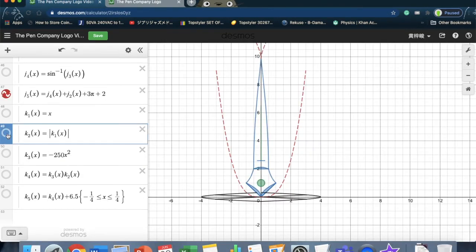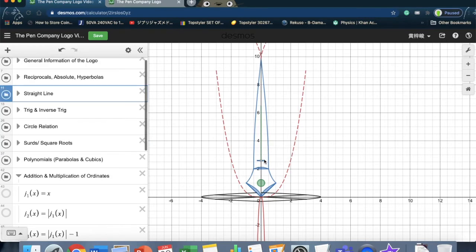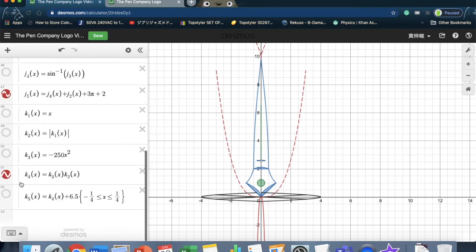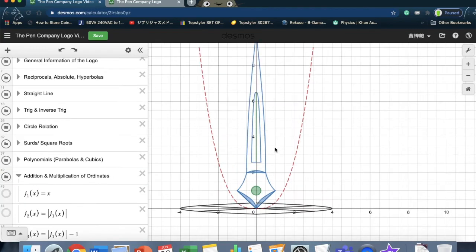This function multiplies an absolute function with a parabola to get k4(x). Now by letting c represent a constant in k4(x) and equating it to y equals 83/32, we can solve for c, which is 6.5. Now we add this to k4(x) to get k5(x) here as shown.